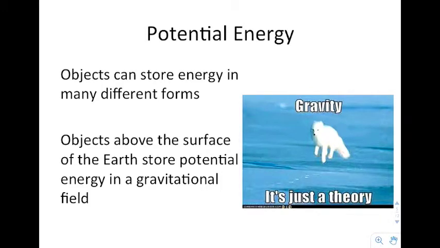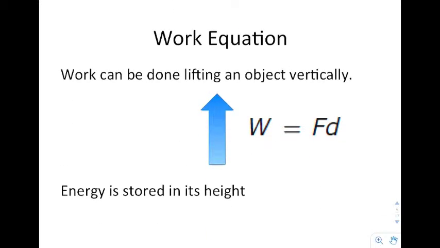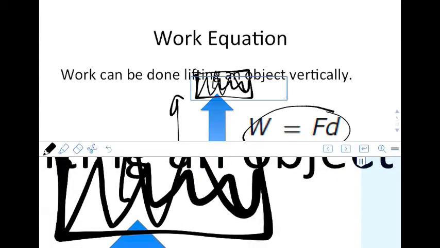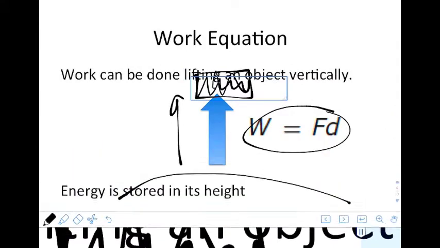Objects above the surface of the earth have gravitational potential energy. That's why we see gravity, it's just a theory. Another example of that is if you take a look at the work equation. If you were to move an object up vertically, you're doing work in lifting the object up. Well, when you stop lifting the object up, that energy has to go somewhere. And where that energy is, it's stored in its position relative to the earth. In other words, the box can lose that energy as it falls down.